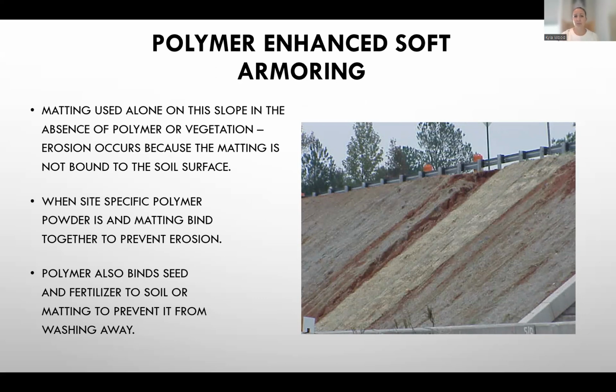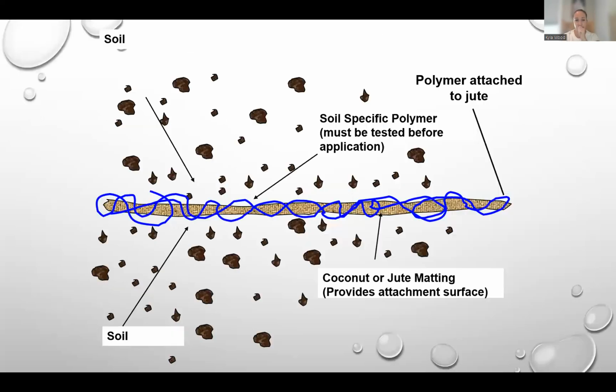matting. If we use matting alone on a slope, we can see a lot of erosion occur, because the matting is not necessarily bound to the soil surface, so it can erode from underneath. When we use that site-tested type of polymer that we know will react with that soil, it's going to form a matrix between the soil surface and the matting, and it's going to hold it in place. So it's going to prevent erosion while improving the clarity of that runoff, because those fines can't be mobilized in the surface water and they'll remain in place.